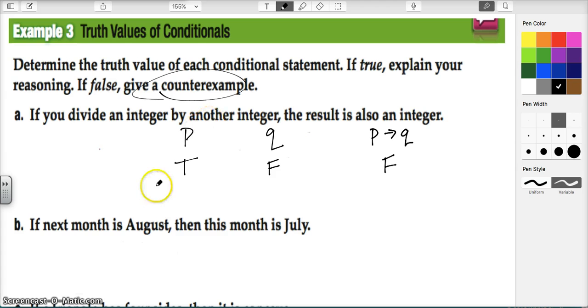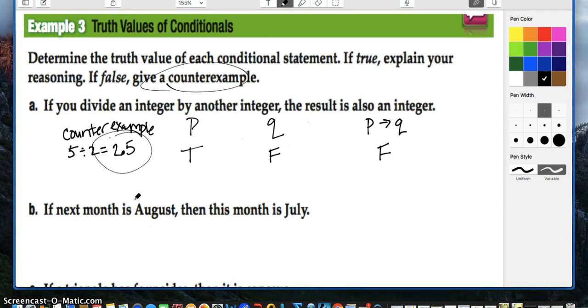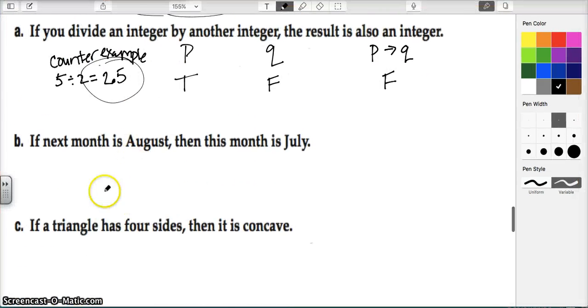If I divide 5 by, let's say, 2, is the result also an integer? Remember, integers are negative and positive whole numbers. So 5 and 2 are integers. When I divide 5 by 2, I get 2.5, which is not an integer. So this is my counterexample for this situation, all right? This is the example that proved this statement false. And so there we go. All right, so hopefully that makes sense. Let's look at this one.